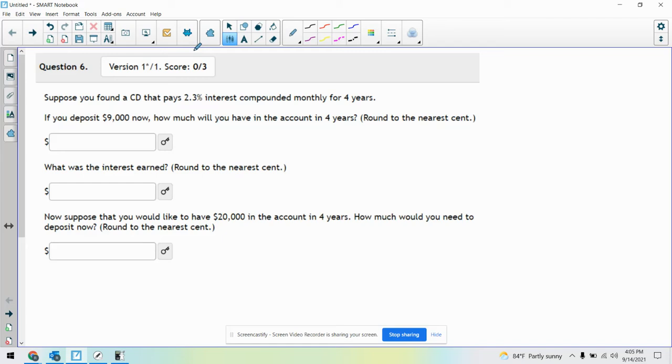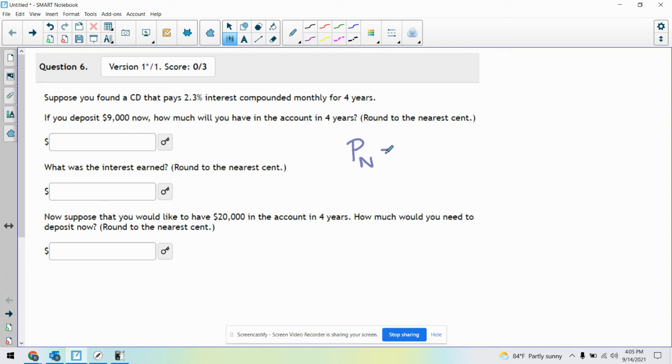Okay, we'll just do the whole problem together just to make things more clear. It says if you deposit $9,000 now, that's one deposit. How much will we have in the account in 4 years? This is going to be a compound interest problem. So I'm just going to write out the formula.